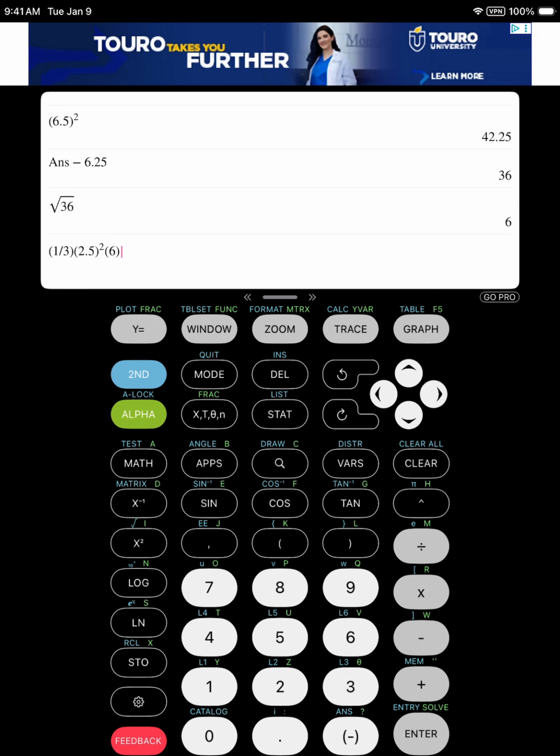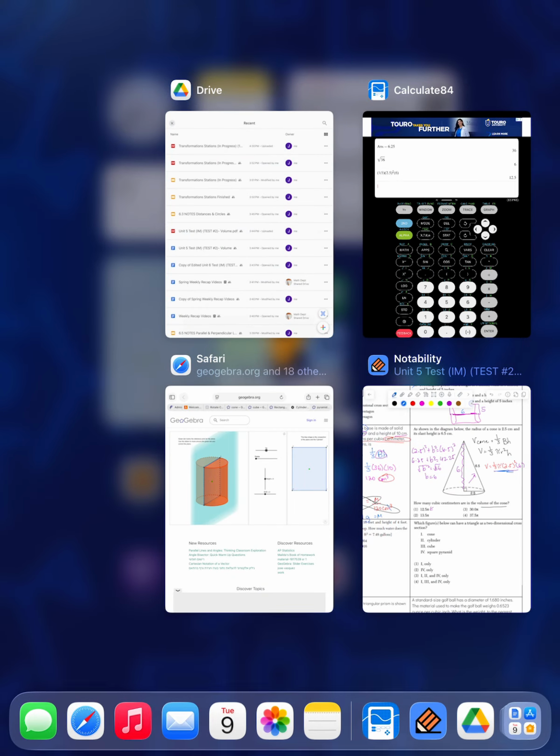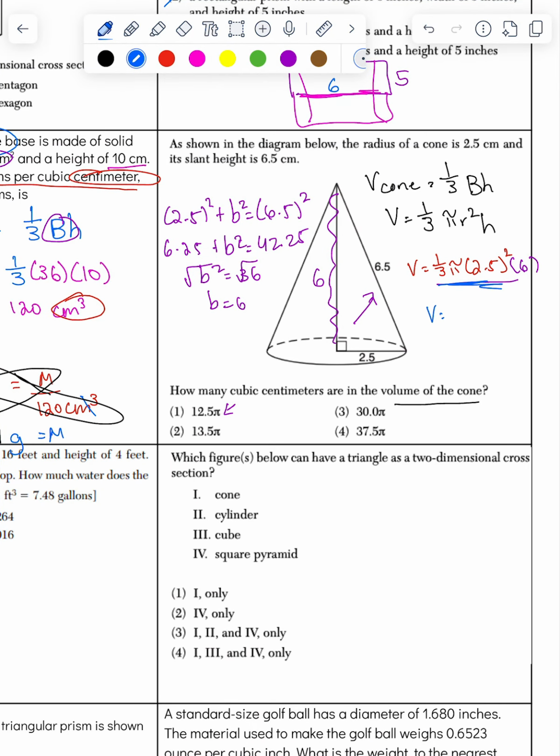Parentheses are really important, especially when you're dealing with fractions or exponents. And we have 12.5. Make sure to write that pi next to it, because the pi was part of the volume formula, even though we didn't type it into the calculator. And that is answer choice number 1, 12.5 pi centimeters cubed.